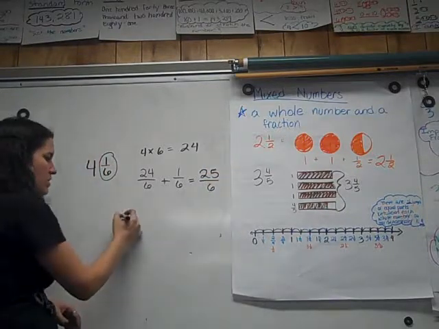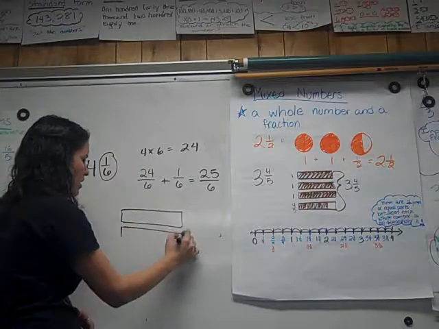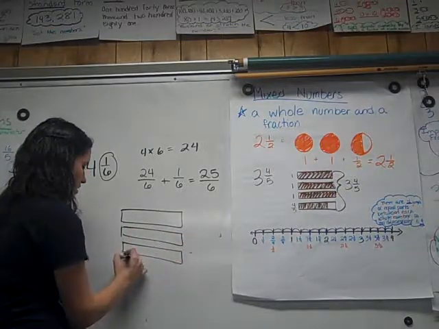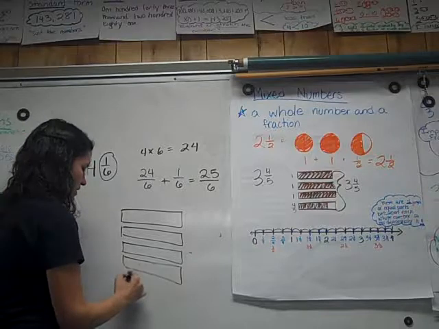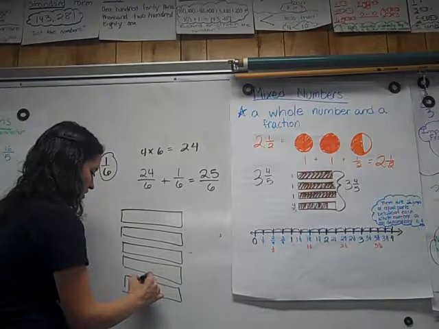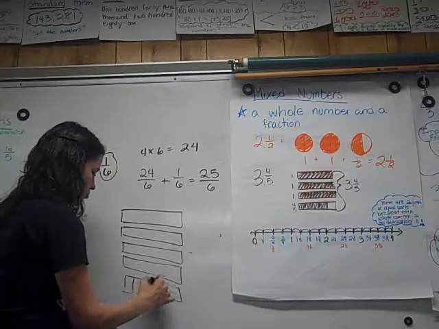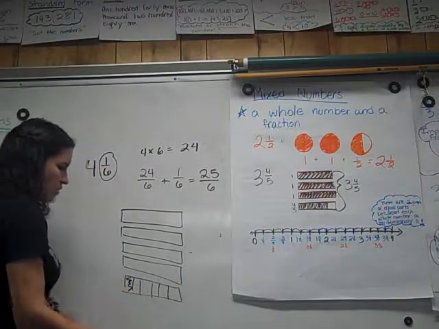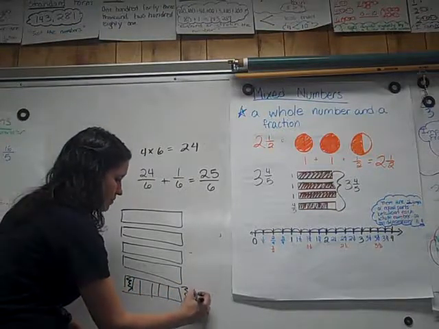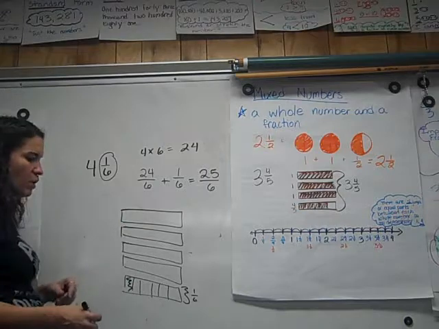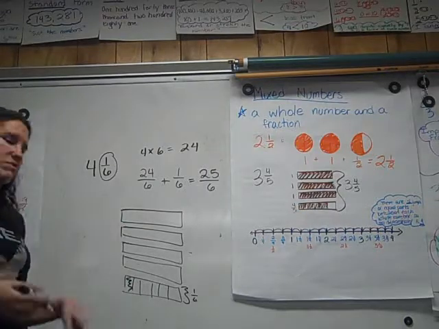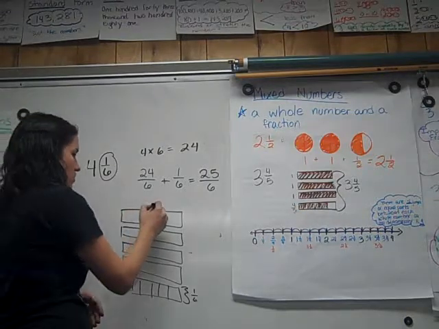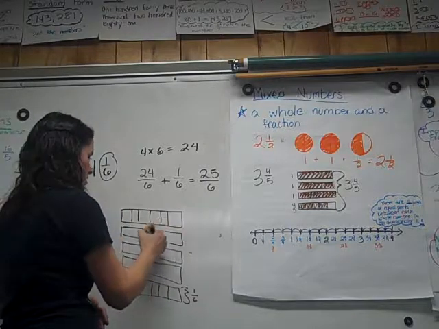If they were to do this in the picture, they would have 4 whole bars. And then they would also have to represent that 1/6. How do I want to do this? There's that 1/6, this last one. These are your 4. In order to turn these into improper fractions, we have to turn them into fractions. So these would be broken into 6.